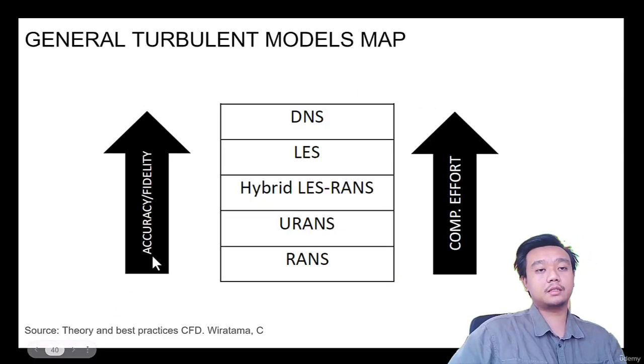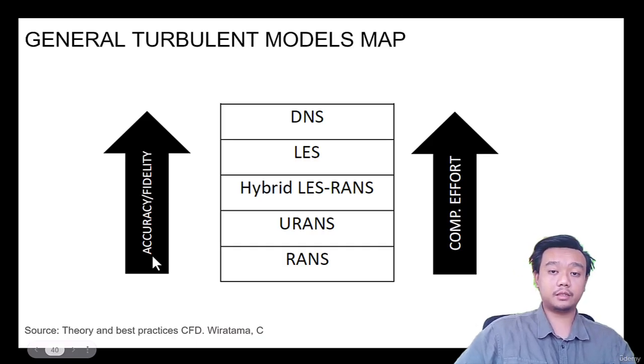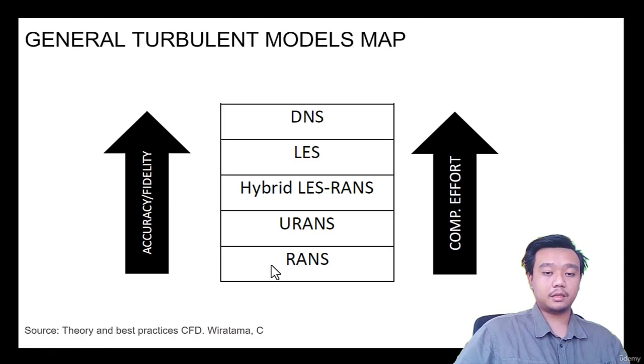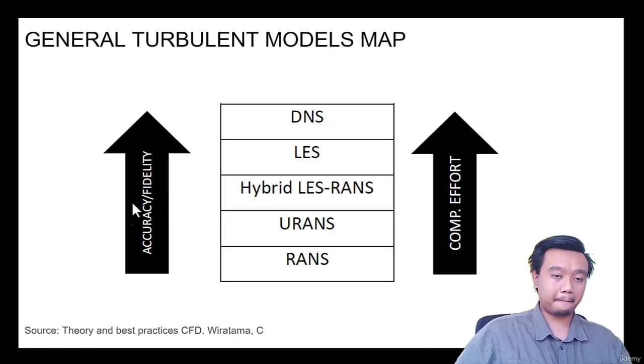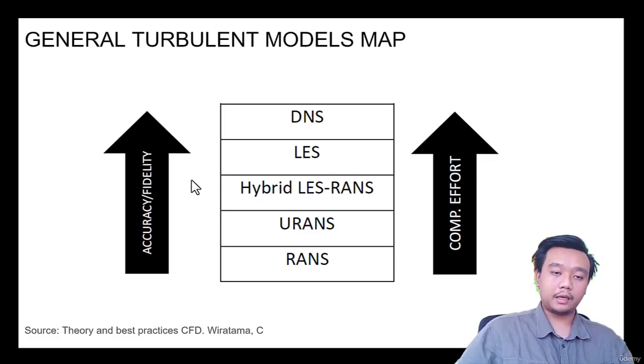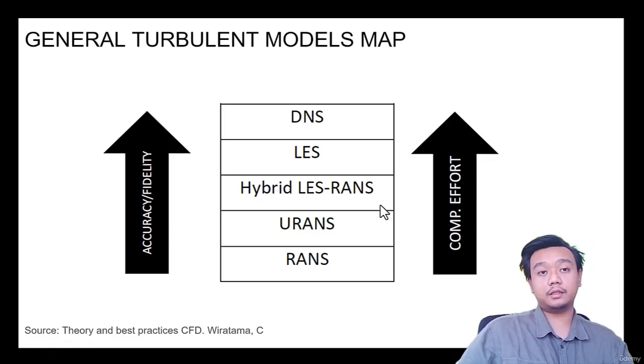And maybe this is just the general map of the turbulent models. You see that the RAS is at the bottom of this accuracy and fidelity. Fidelity means how realistic the flow will be. It is called the fidelity, or like the quality of the graphic. And the accuracy is about the values, or the fluctuating terms. And the higher the accuracy and fidelity, the higher the computational effort. So you can see this general map.